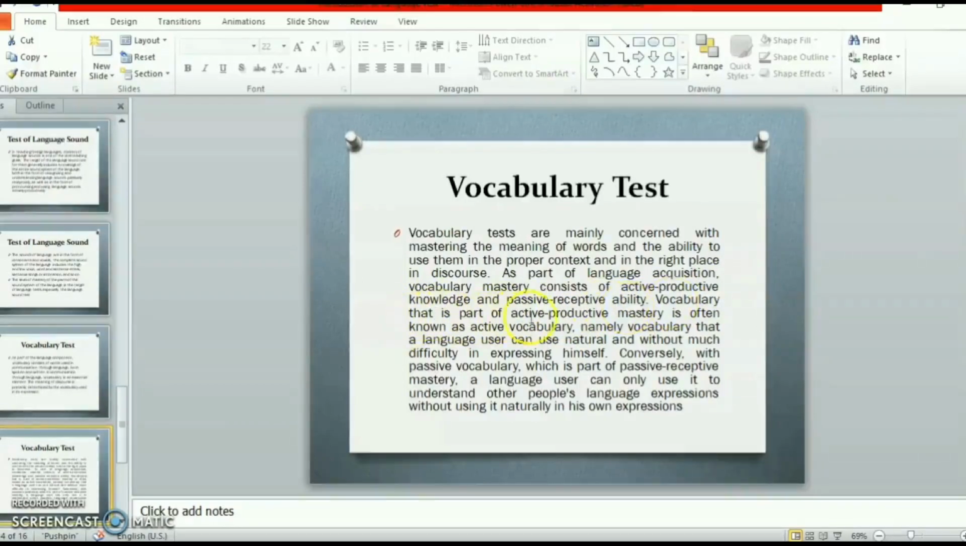Vocabulary that is part of active productive mastery is often known as active vocabulary, namely vocabulary that a language user can use naturally and without much difficulty in expressing himself. Conversely, with passive vocabulary, which is part of passive receptive mastery, a language user can only use it to understand other people's language expressions without using it naturally in his own expressions.